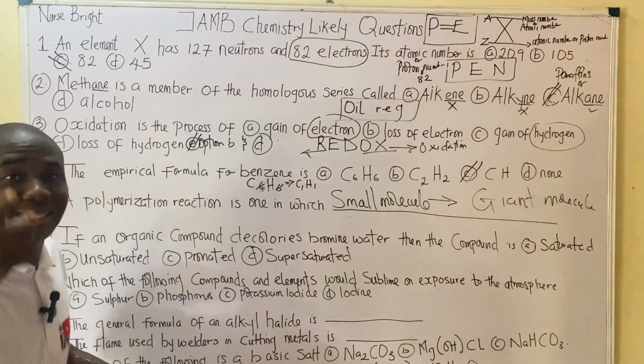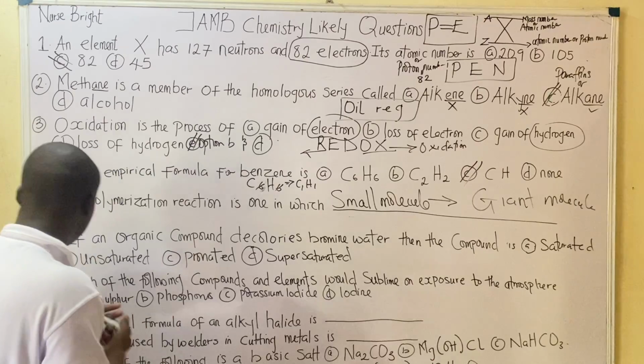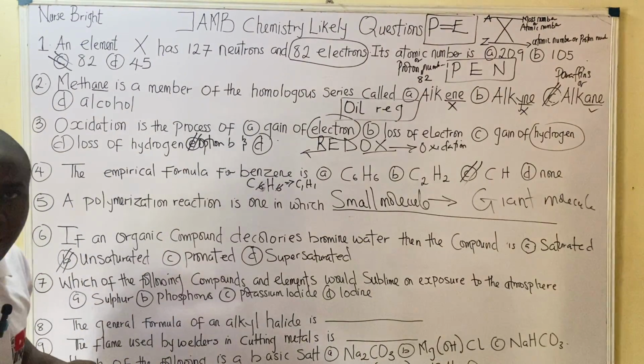So that's for that. What did I say? For you to be able to decolorize bromine water, you must be unsaturated. Option B. I believe it's clear now.